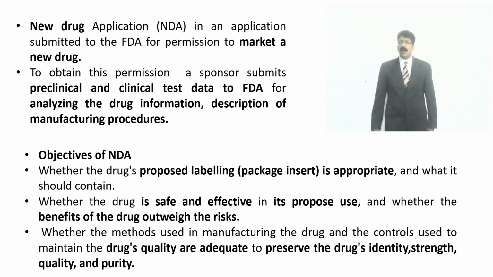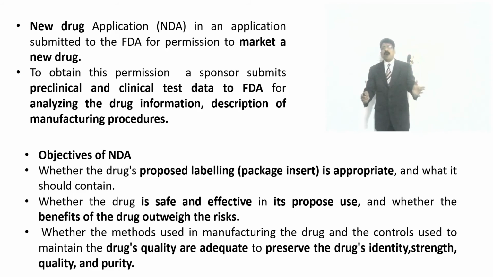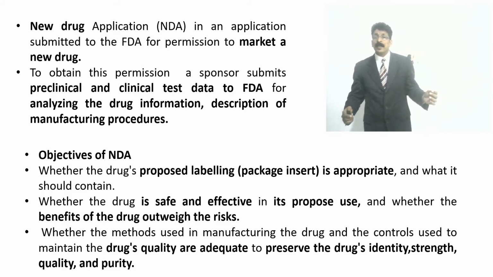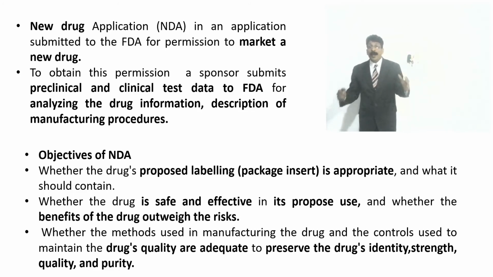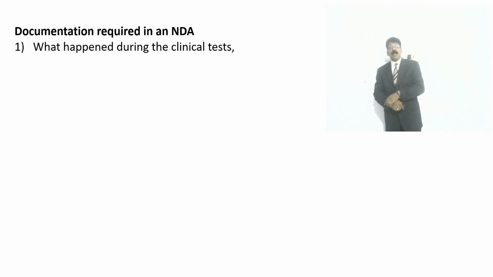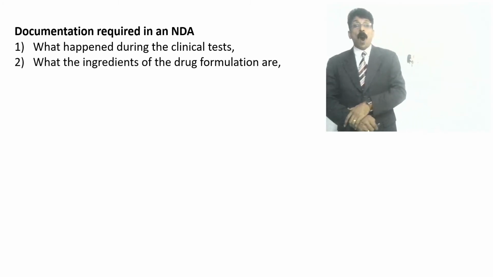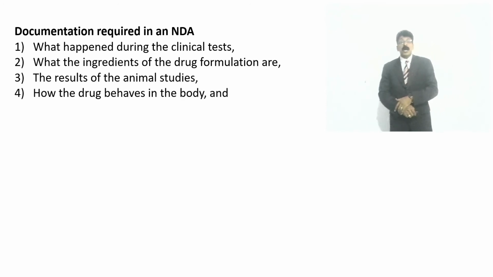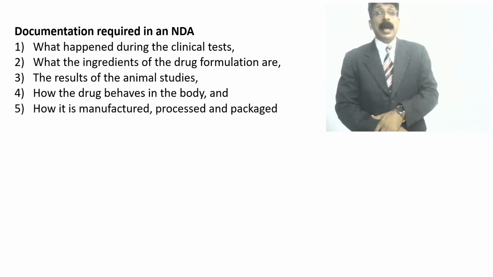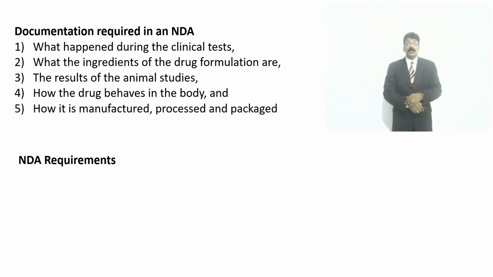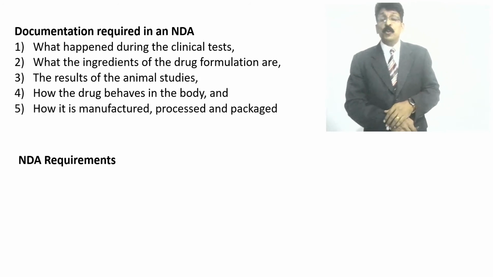So how important it is for a pharmacist who wants to work in a pharmaceutical industry to know all these details: how, where, when, and what details you have to give for a new drug application. The documentation required for new drug applications is: what happened during the clinical tests, what the ingredients of the drug formulation are, the results of the animal studies, how the drug behaves in the body, and how it is manufactured, processed and packed. These are the five documents required in a new drug application.